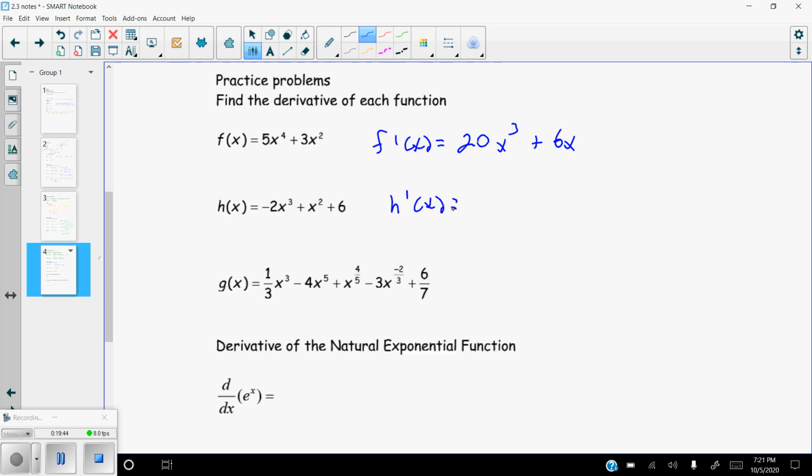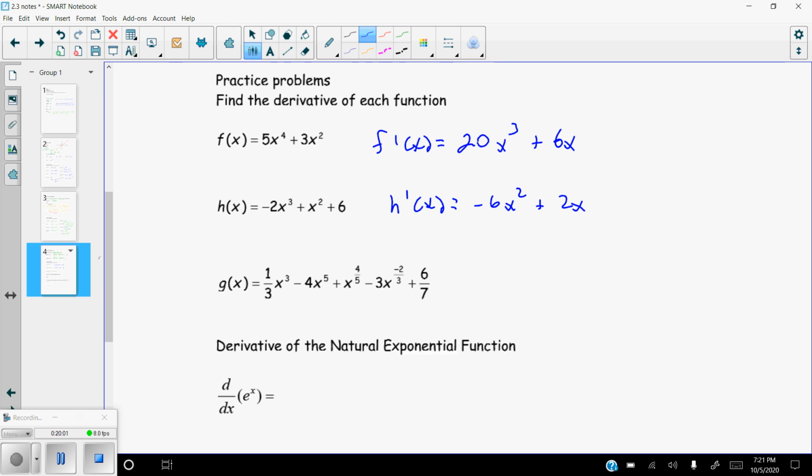H prime of x, the derivative of negative 2x cubed is going to be negative 6x squared. And then plus the derivative of x squared, which is 2x. The derivative of 6 is a constant. The derivative of that is 0. We don't need to write plus 0 at the end.